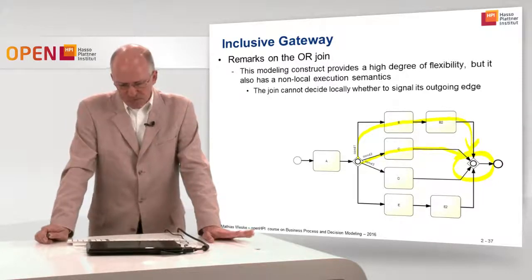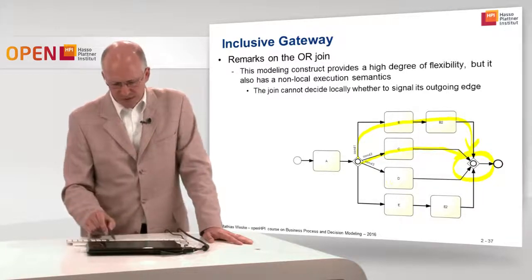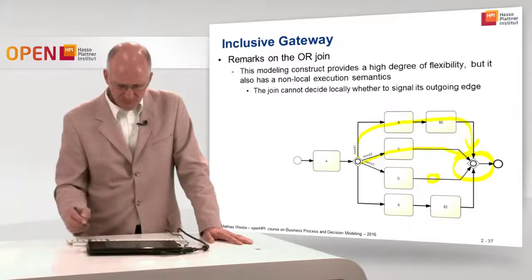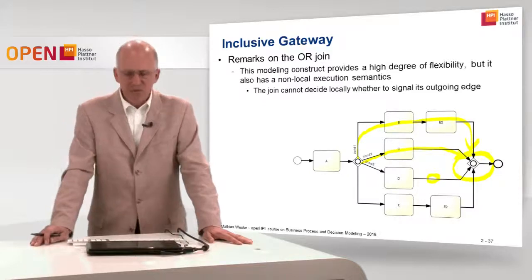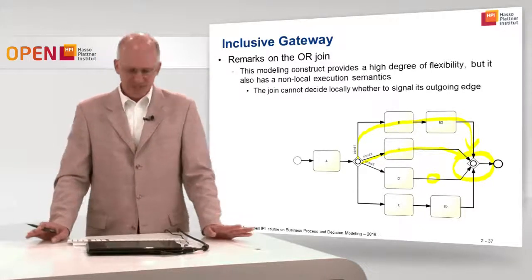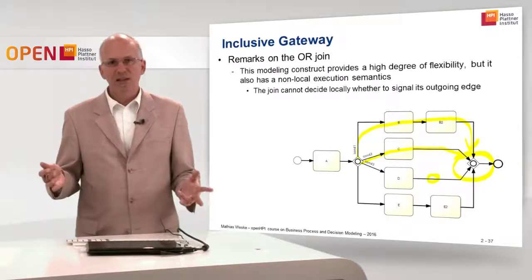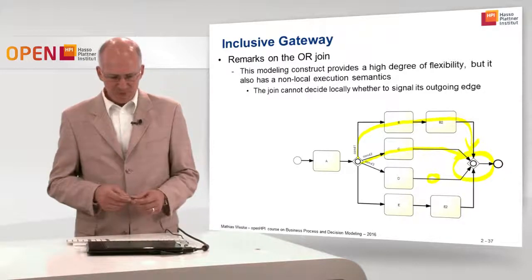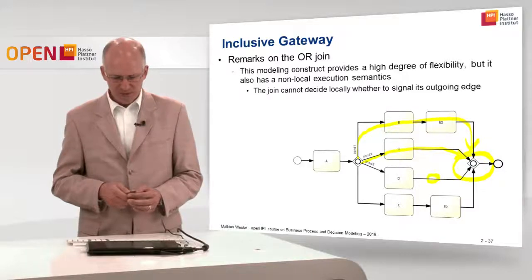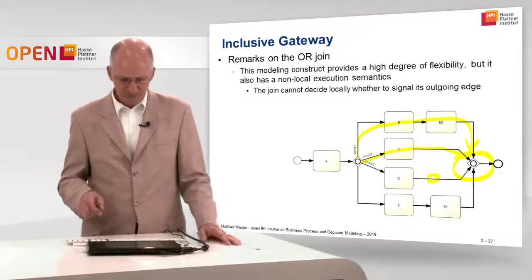Well, it could wait. Maybe D will be executed and maybe there is an incoming signal from this edge. But how long should the OR join wait to decide that? We cannot provide an upper bound. There can be any runtime; let's say D can take as long as it likes. And therefore, the OR join is unable to decide at which point it should trigger the outgoing edge.